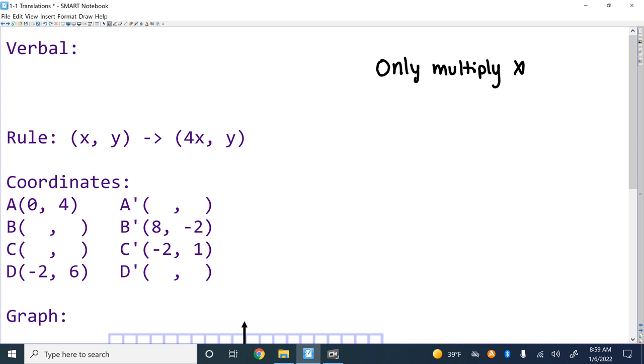if you only multiply x, you're only changing the independent variable. So you dilate the independent variable. So if you only multiply the x, we call it dilating the independent variable. What do you think we say if we only multiply y? Yes.